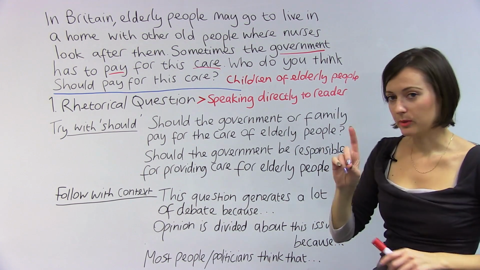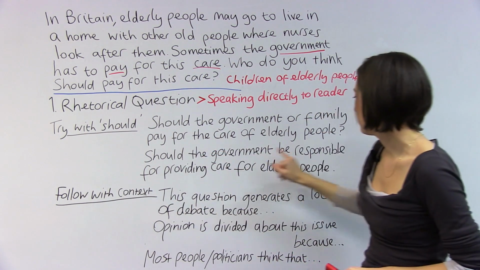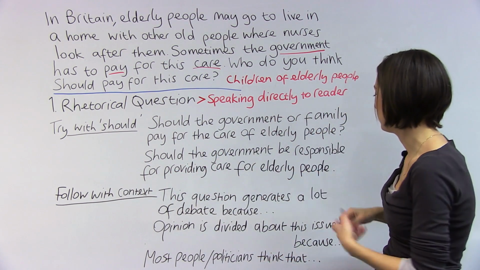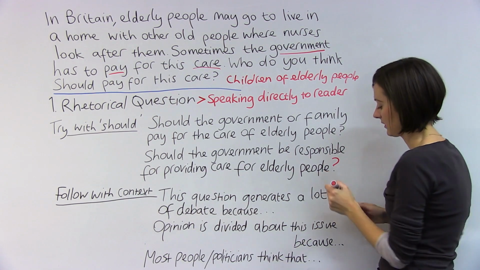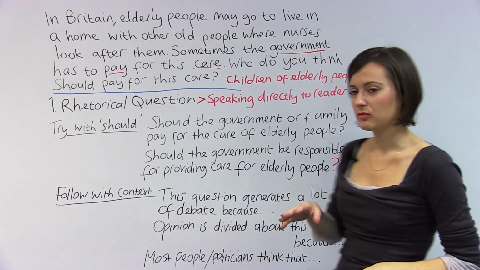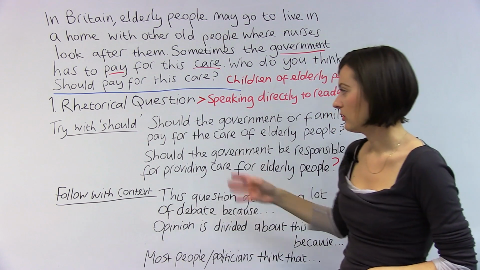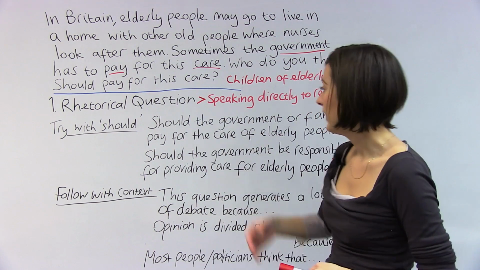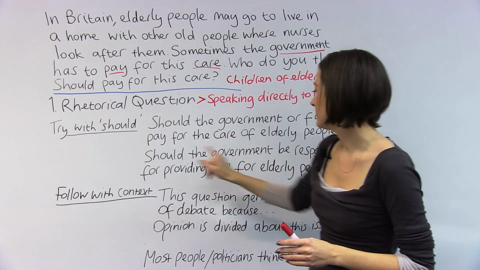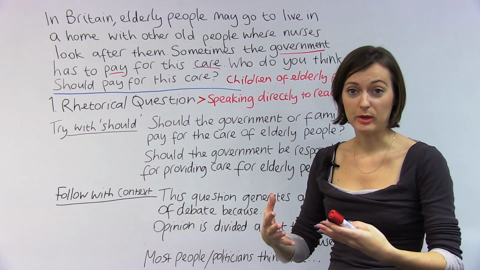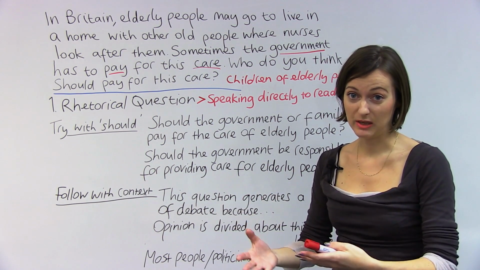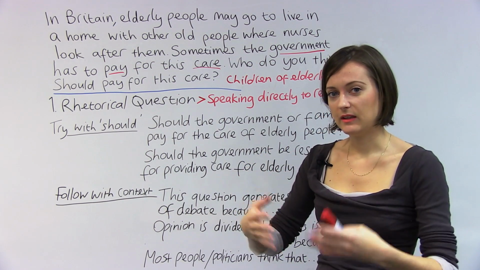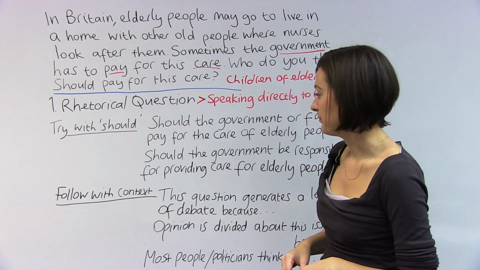So there's one example. Should the government be responsible for providing care for elderly people? I've got my question mark there. You don't need to write your rhetorical question with should. You could use other question structures. For example, is it the responsibility of government to pay for the care of elderly people? You don't have to use should, but I find should is an easy way to generate your question.